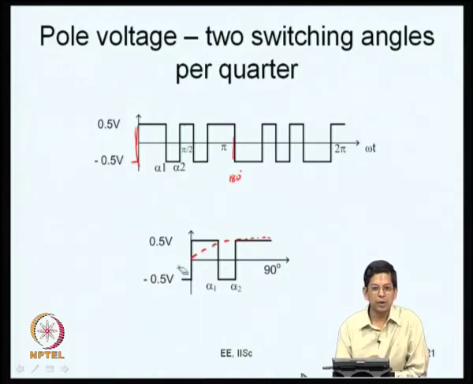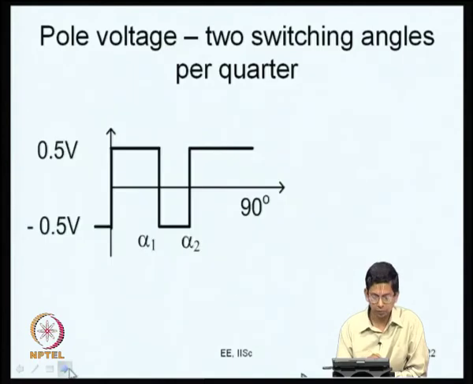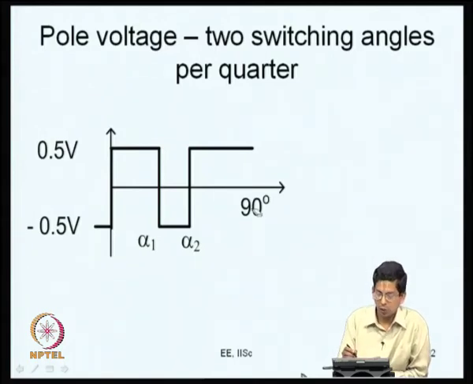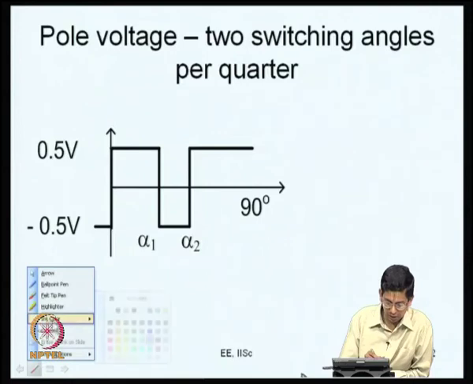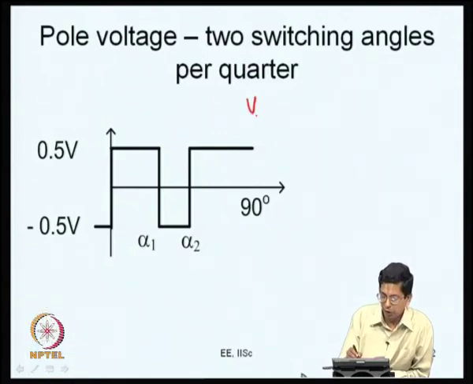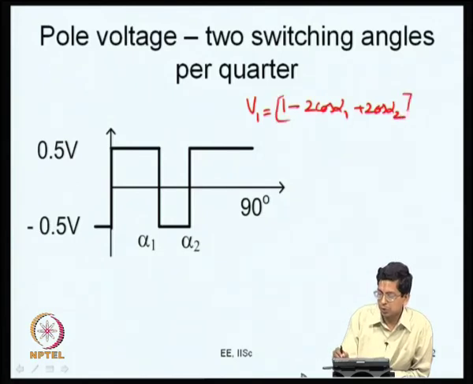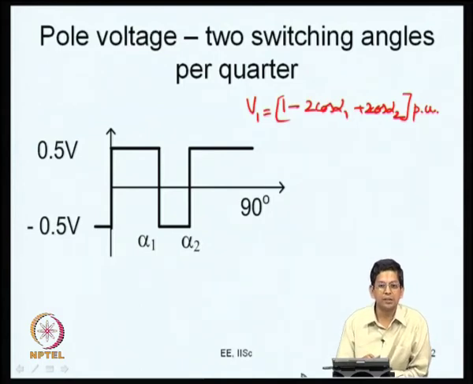In this kind of a scenario, we are going to calculate what is the fundamental voltage and what are the harmonic voltages now. So, we have the same waveform reproduced here for just 1/4, and what is the fundamental voltage? We can say that V 1 is going to be 1 minus 2 cos alpha 1 plus 2 cos alpha 2 in per unit terms. This is what it is.